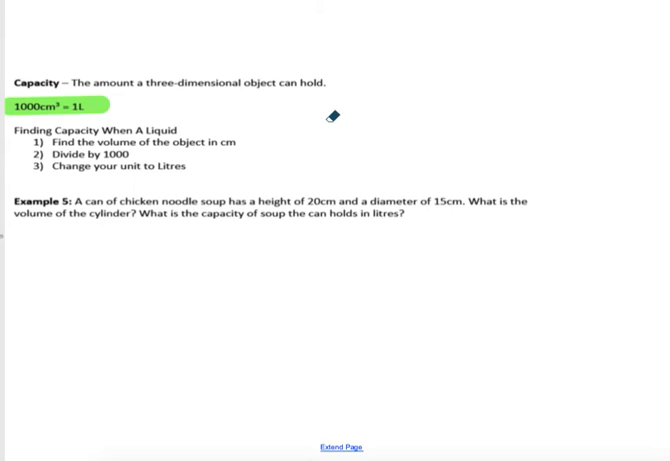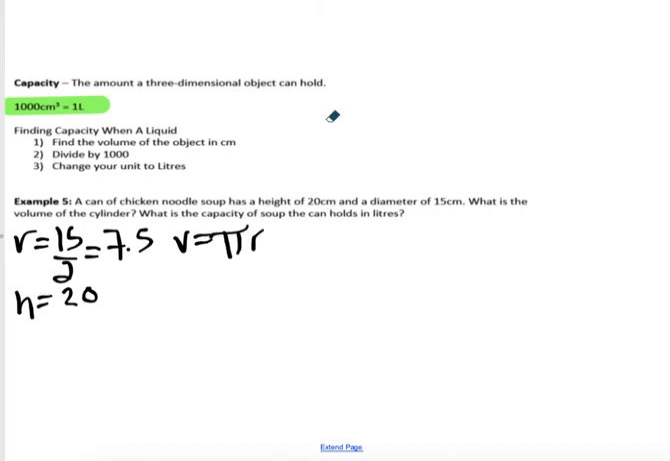So I need to know for the volume of this what my radius is and what my height is. So my radius is going to be equal to half of my diameter. So I'm given a diameter of 15. I'm going to take that, divide it by 2, and I'm going to get a radius of 7.5. I now have a height, and it's 20. So my volume is going to be equal to pi r squared times h.